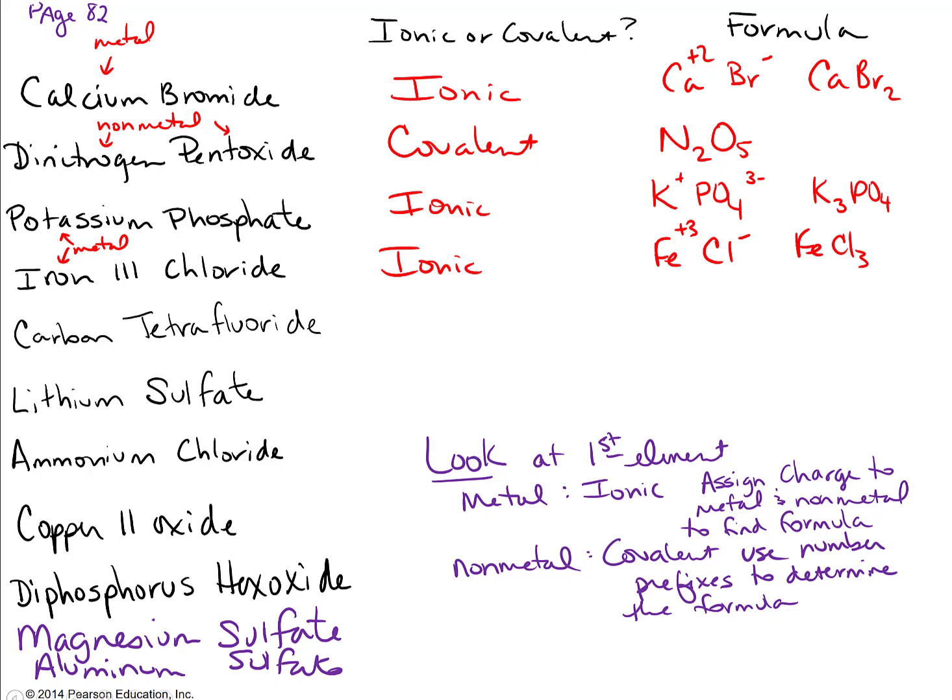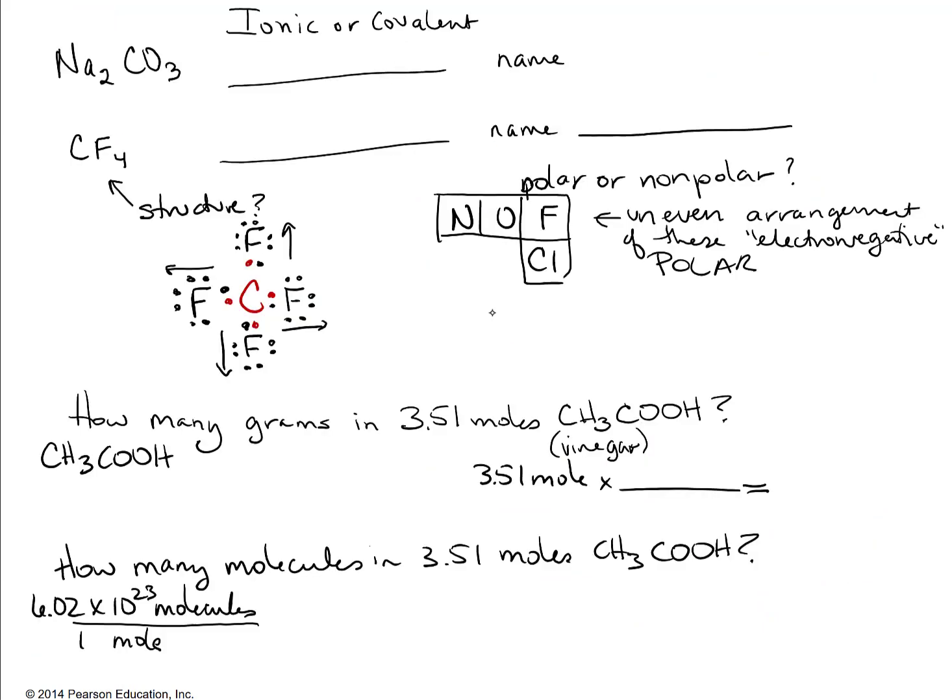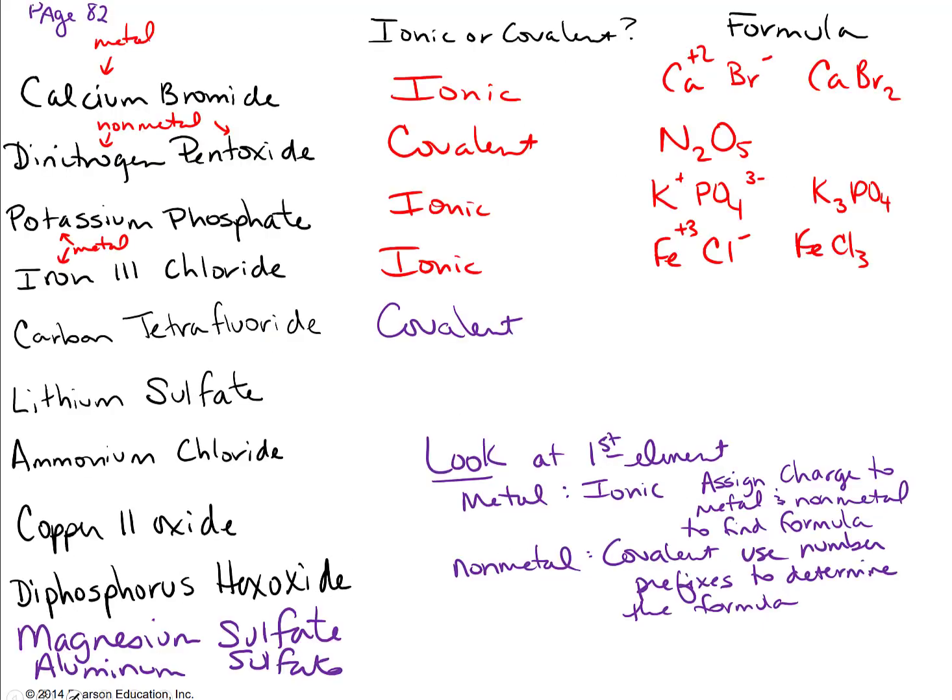Carbon tetrafluoride, covalent, because carbon is a nonmetal. So with covalent, carbon tetrafluoride tells me that I've got a C and F. Remember, if there's nothing in front of the first element, you know it's just one. You don't have to put mono in front of the first element. You only would put mono if the second element was one. So that one's just CF4.